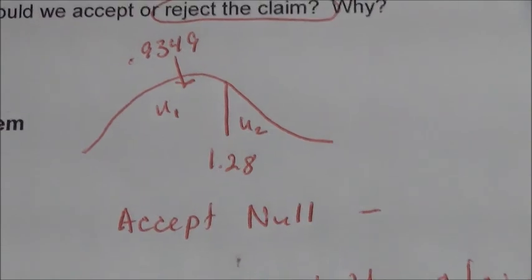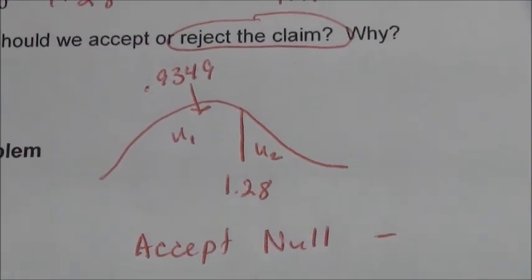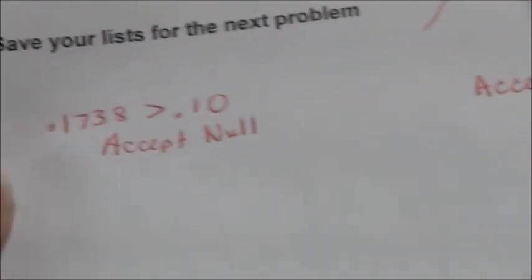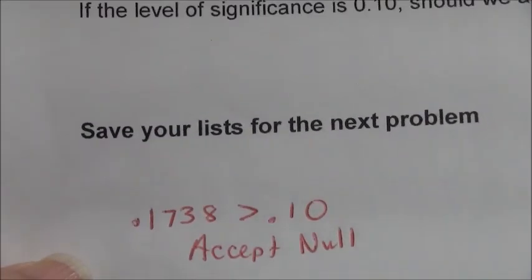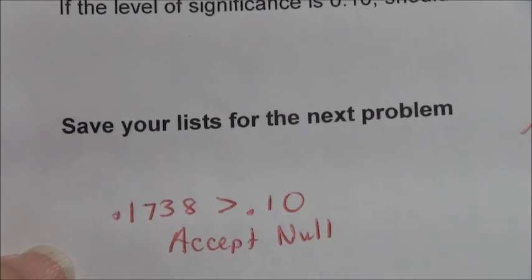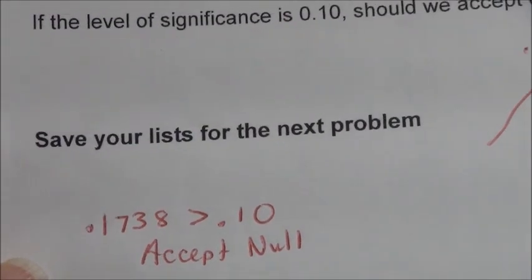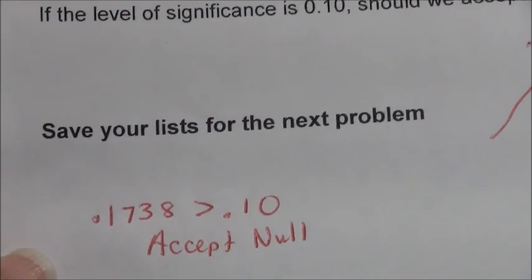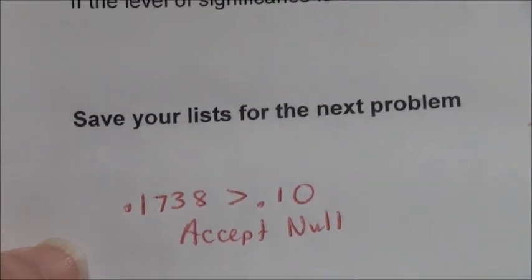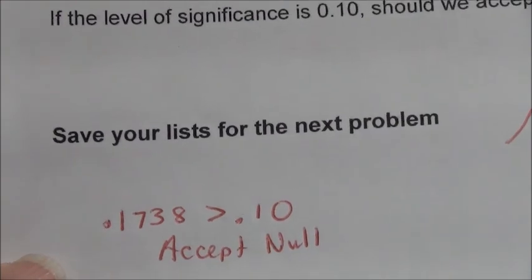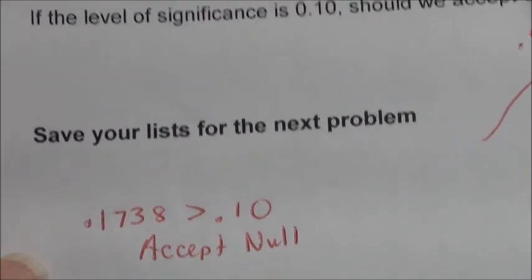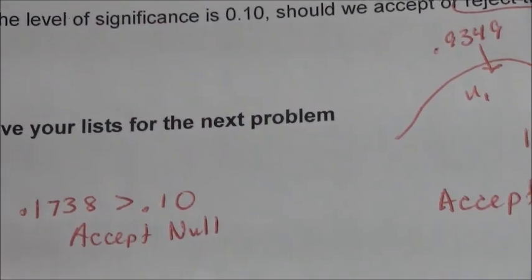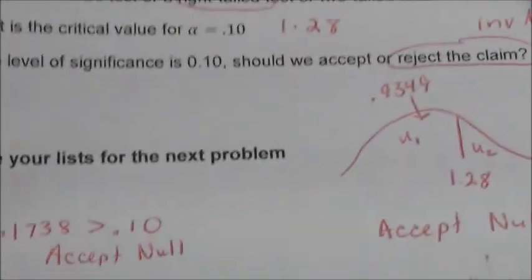If we accept the null, we're going to then reject the claim, because the claim was the one that says, is it greater? If we do our p-test again, we could compare the p-value of 0.1738, which is greater than 0.10, our alpha value. And if your p-value is greater than your alpha value, you're going to accept the null, which in this case means I'm going to reject the claim. And so that's how that would go.